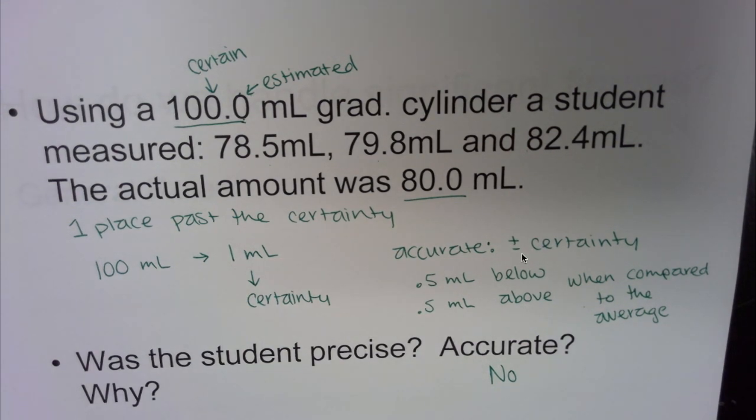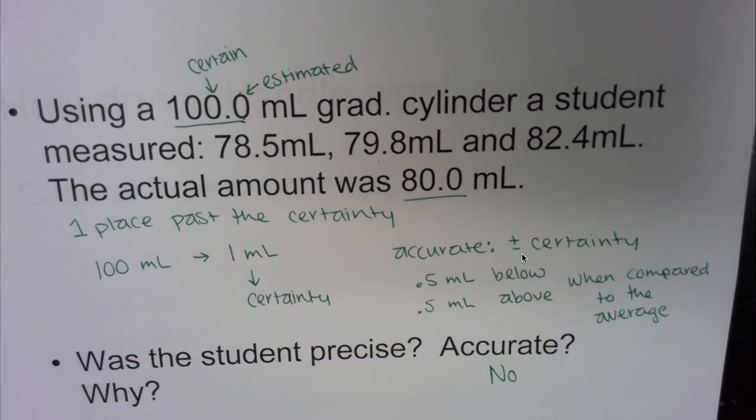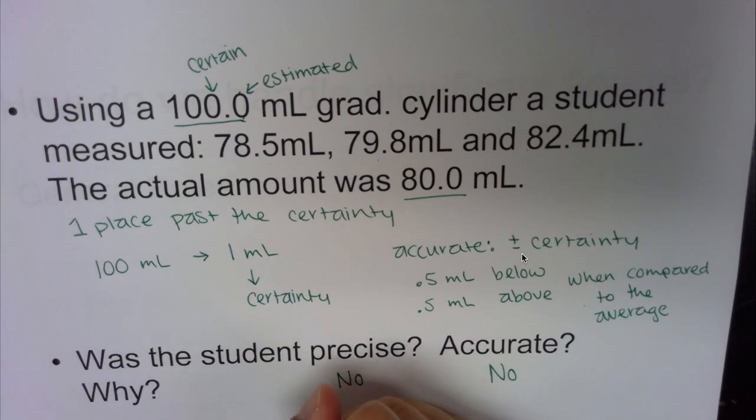What about precision? Are all of our values within 1 milliliter of each other? No. So remember that precision is within your certainty of each other.